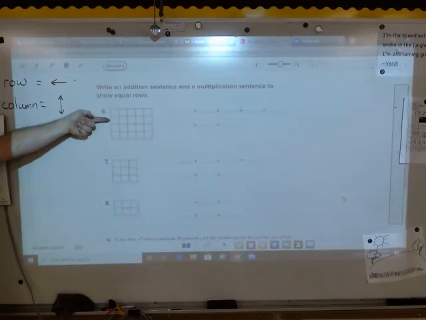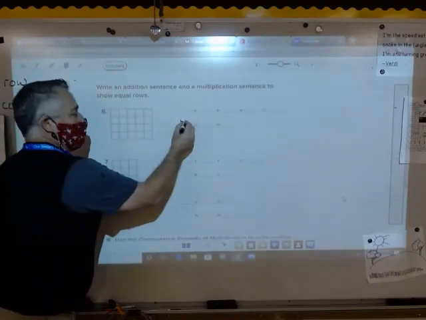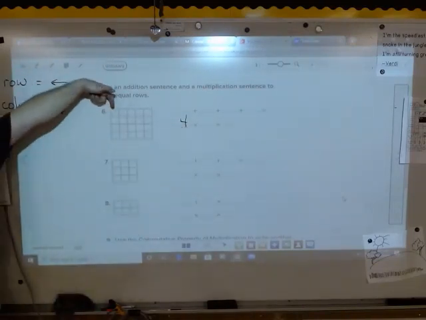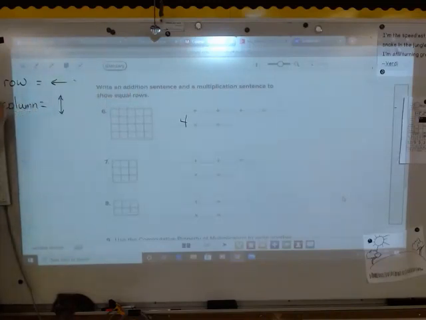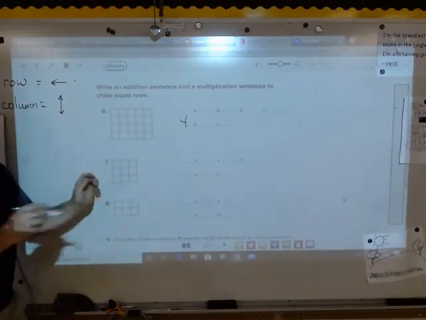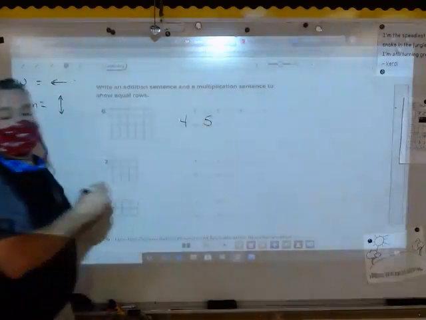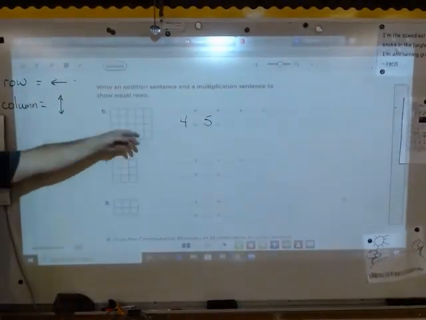1, 2, 3, 4 rows times how many in each row? How many are in each row? Colton, how many? 5. There's 5. 1, 2, 3, 4, 5 in each row. So 4 times 5. So now I'm going to go up and do my addition.